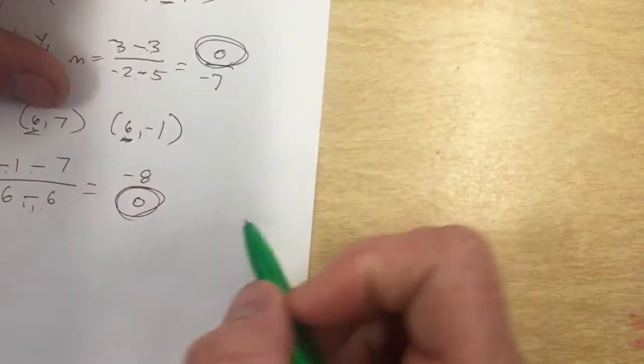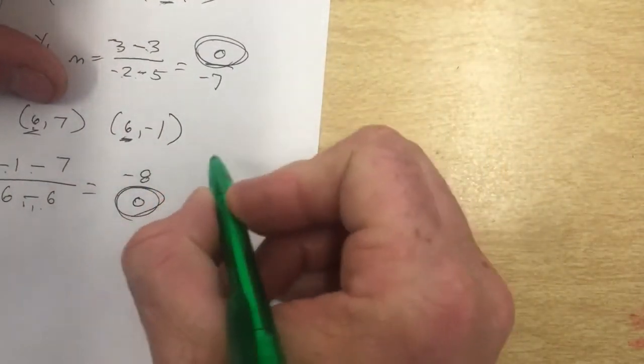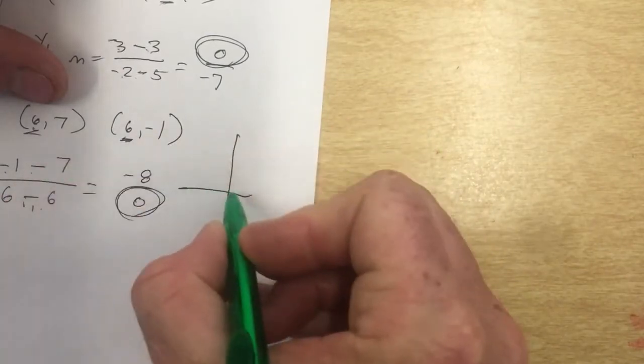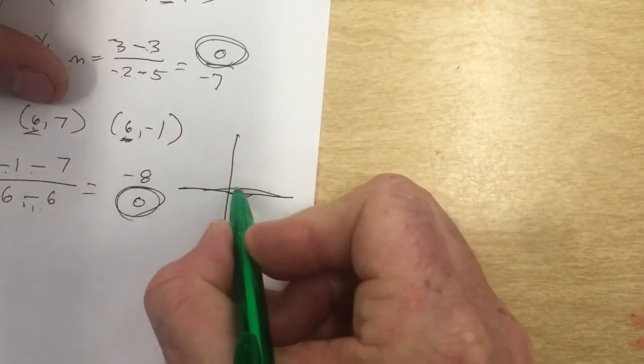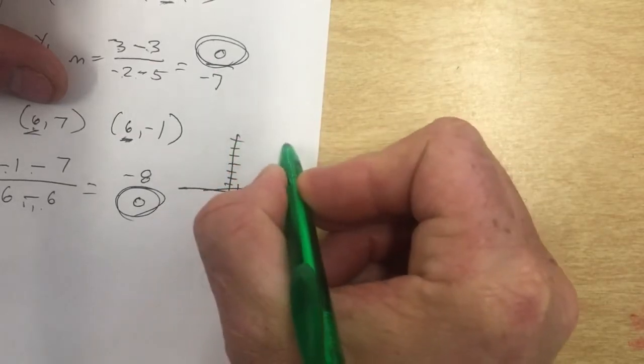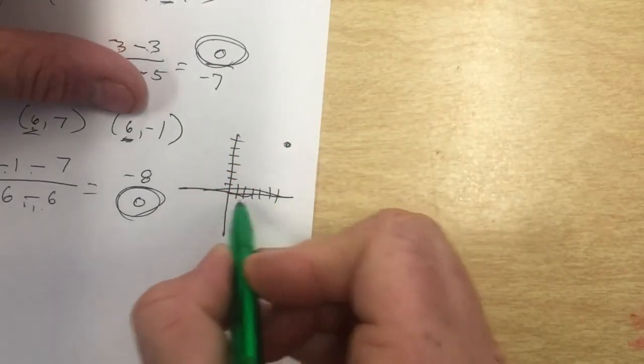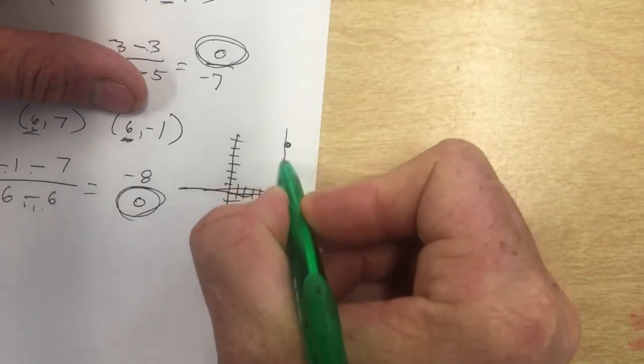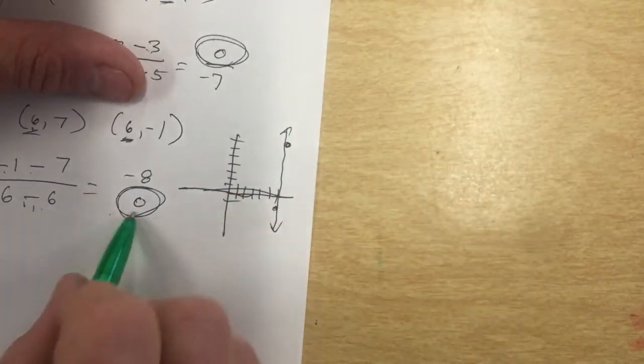If I graph these, it probably makes more sense. Look here, 6, 7. Let's see here. 1, 2, 3, 4, 5, 6. 1, 2, 3, 4, 5, 6, 7 is right here. And then 6, negative 1 is right there. And see if I connect them, look at the vertical line there. See, it's undefined.